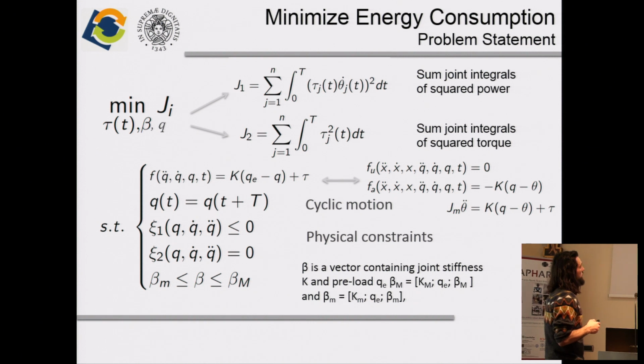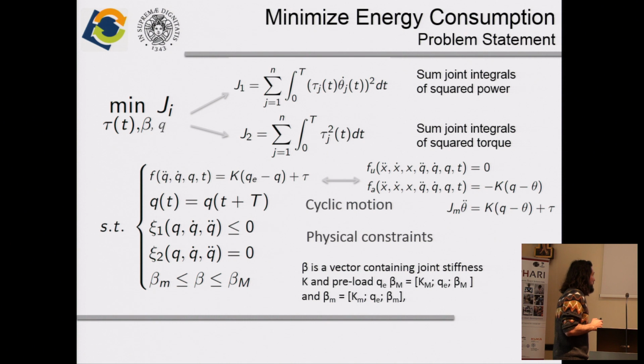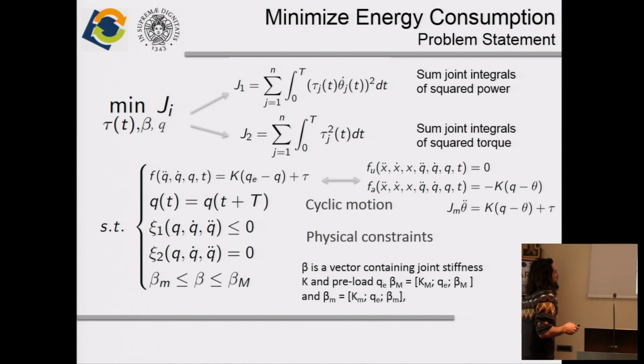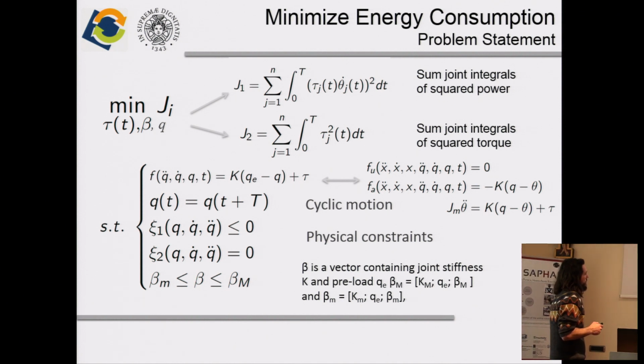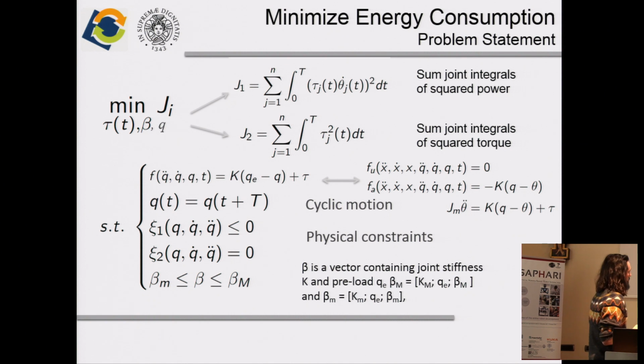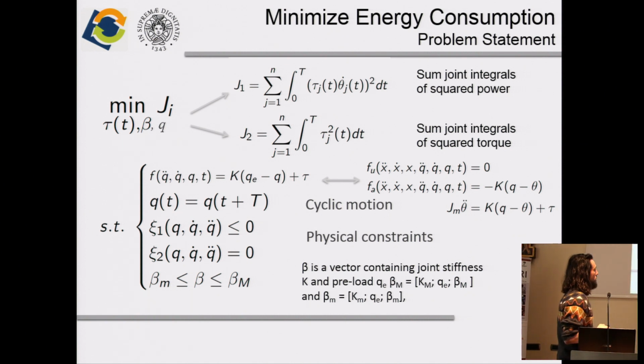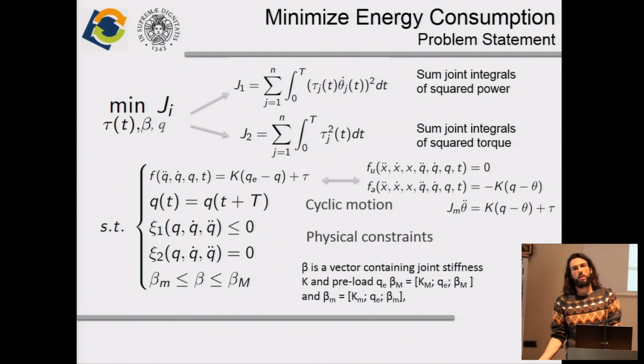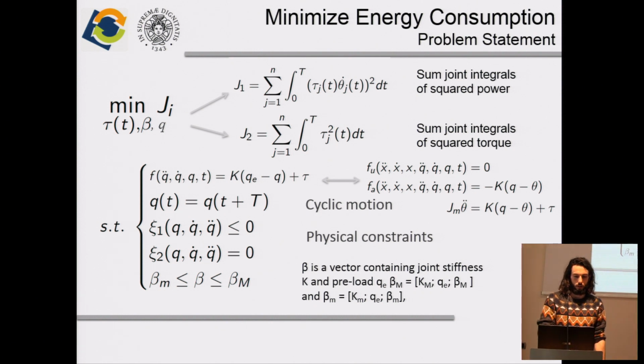So now let's see the constraints. Here is the dynamics of the system. In this case, we consider the full nonlinear dynamics of the system. The fact that the motion is cyclic, other possible equality and inequality constraints, and bounds on the optimization variables, that are the parameters of the actuators.